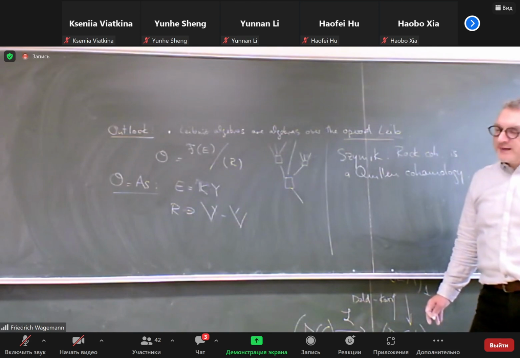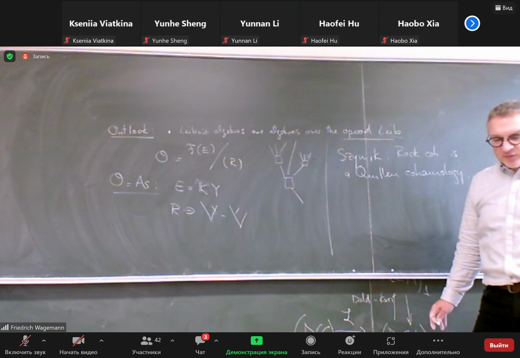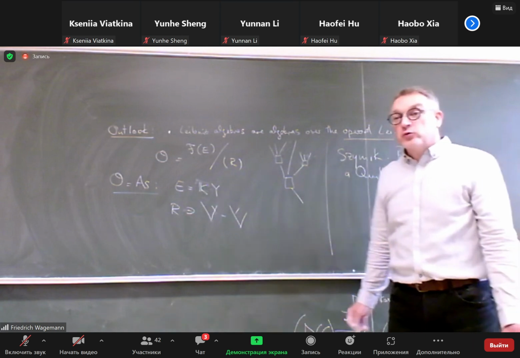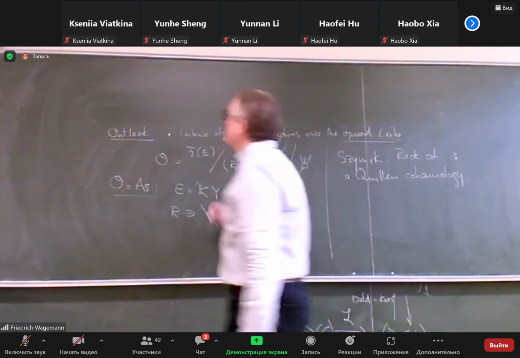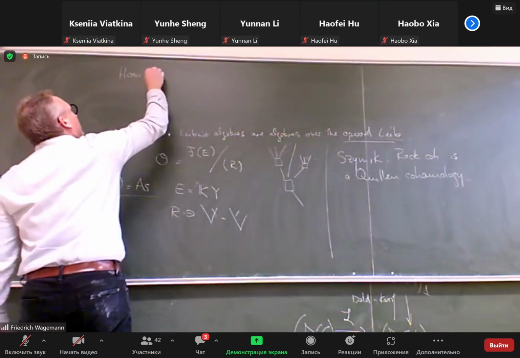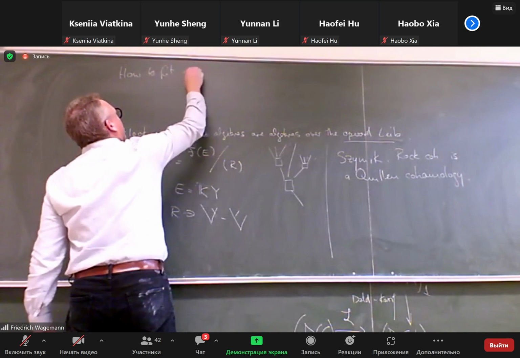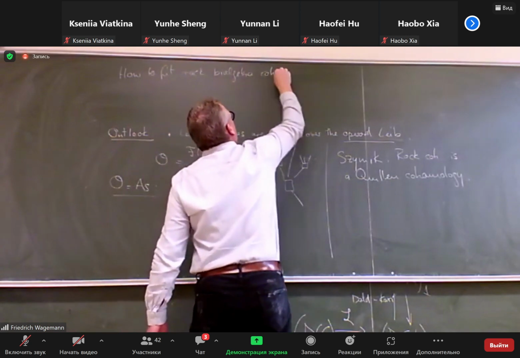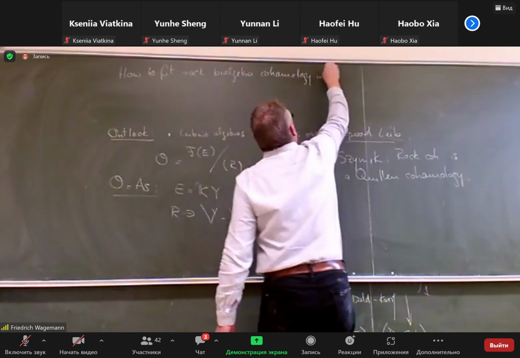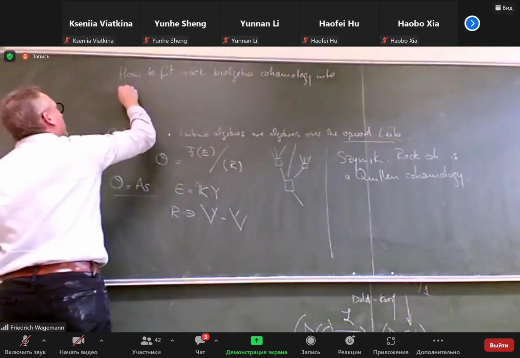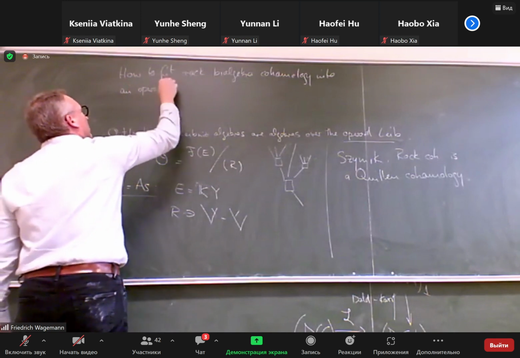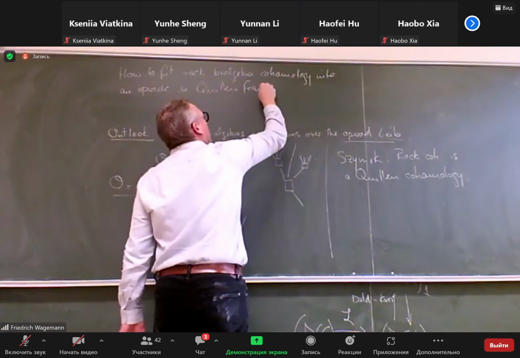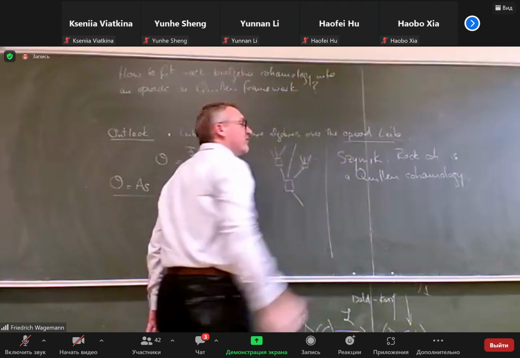So at least for the operads we are interested in. And so the question is somehow, how do we deal with RAG bialgebras? How to fit RAG bialgebra homology into an operadic or equivalent framework? And this is not so easy.